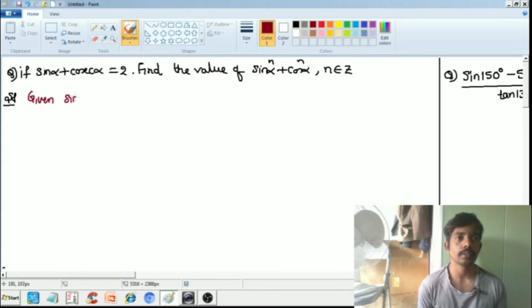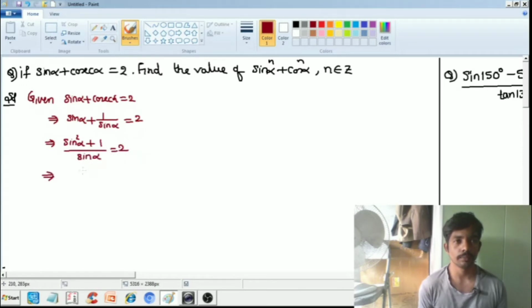Given is sin alpha plus cosecant alpha is equal to 2. From here, simplify. Sin alpha plus cosecant can be written as 1 by sin alpha is equal to 2, and here do LCM. Sin square alpha plus 1 by sin alpha is equal to 2, and here bring this sin alpha to the right hand side, then sin square alpha plus 1 is equal to 2 into sin alpha.